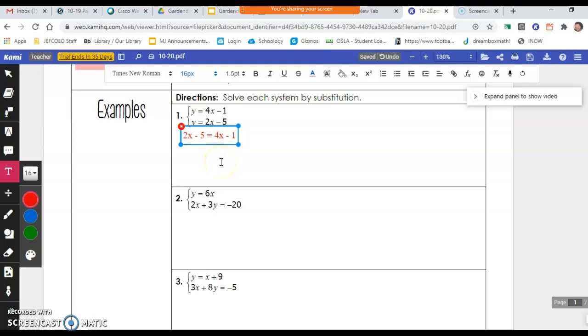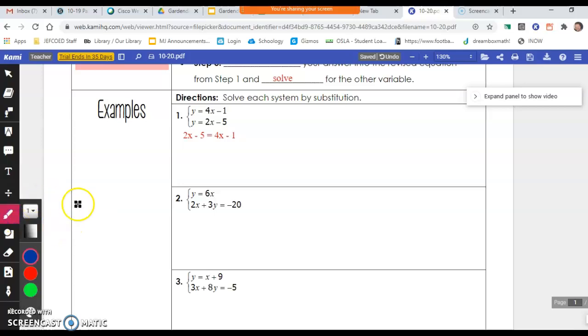Now, again, this goes back to what we did the first couple weeks of school: solving basic equations, solving multi-step equations, solving equations with variables on both sides. You're going to move your variables to one side, isolate them, and then solve for them. So for me, I'm just going to subtract 4x from both sides. Those are going to cancel, and you have negative 2x minus 5 equals negative 1.